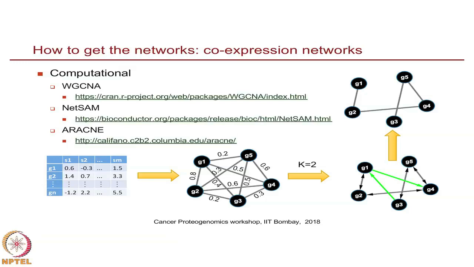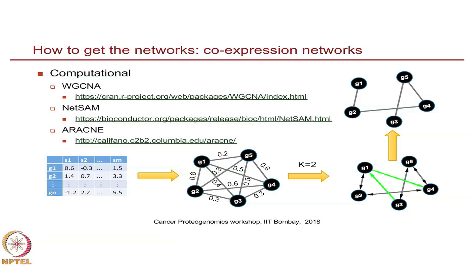And for the co-expression network, which is also typically used, this is mostly from the computational analysis. You start with the gene expression or protein expression matrix. Each row is a gene, each column is a sample. And then you can use one of these methods to do co-expression network inference. For example, with WGCNA, you calculate the co-expression relationship for each pair of genes, for example through the Pearson correlation, and then you get a score and you get a weighted network.